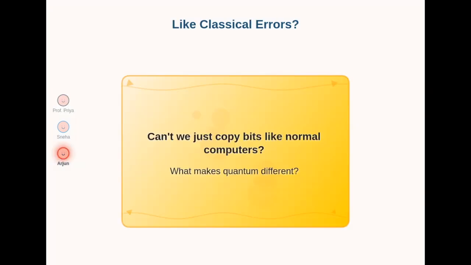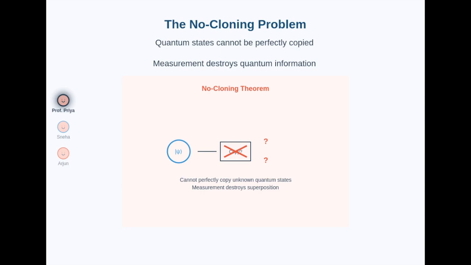This sounds like regular computer errors. Can't we just make copies of our quantum bits to back them up? Excellent thinking, Arjun. But here's the problem. Quantum mechanics forbids perfect copying of unknown quantum states. This is called the no-cloning theorem. Also, measuring a qubit destroys its quantum properties.